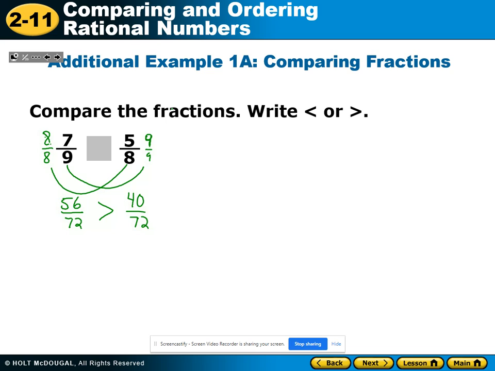Now, not every time are you going to use just the product of the denominators. Sometimes you can use a smaller number to get a least common denominator. This time, 72 is the smallest common denominator that both numbers will go into, and we got our answer of a greater than symbol. Let's make sure that's what they got.